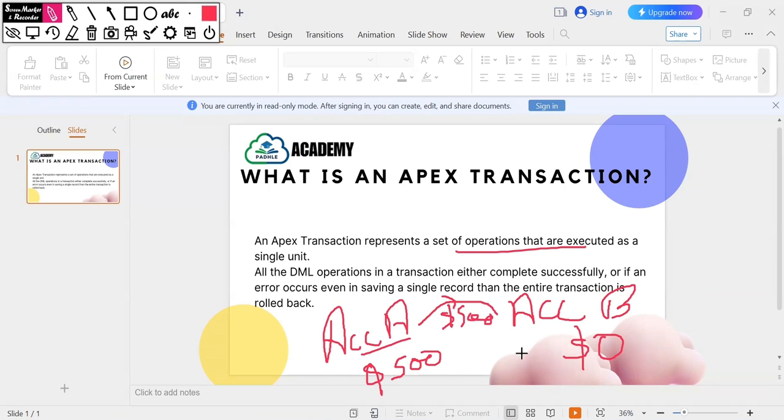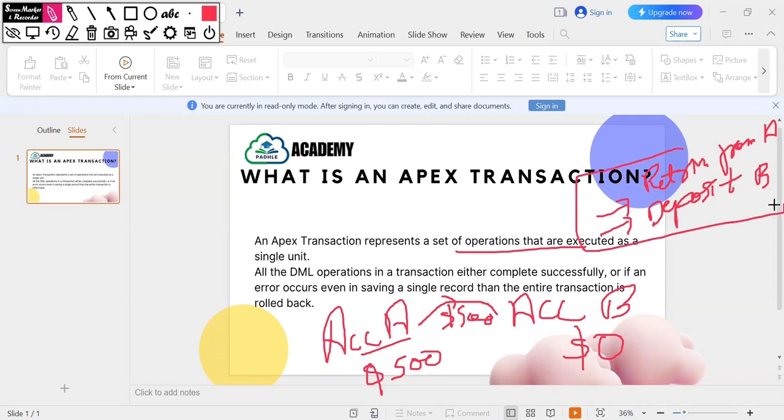Now, this should be one transaction. The process of transferring the money from A to B should be under a single transaction, because if one of these operations fails, then the other operation should be rolled back. So the first step here would be retrieving the money from account A, and the second step would be depositing the money to account B. So there will be two steps in this, and this will be one transaction.